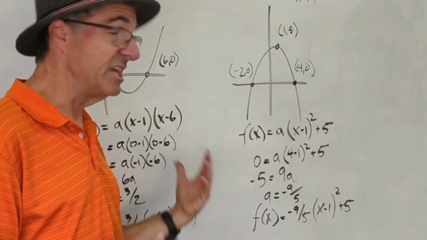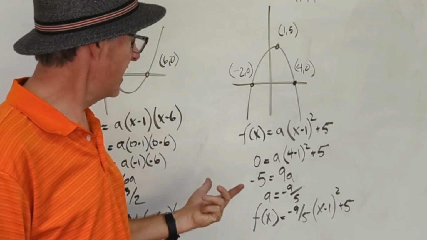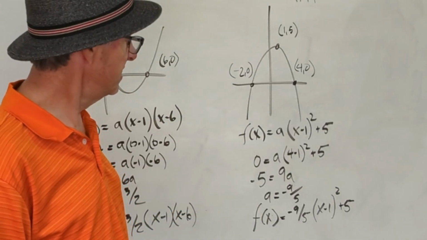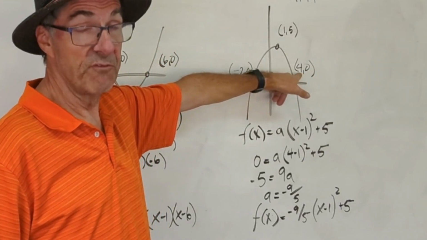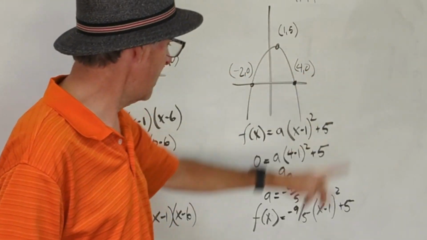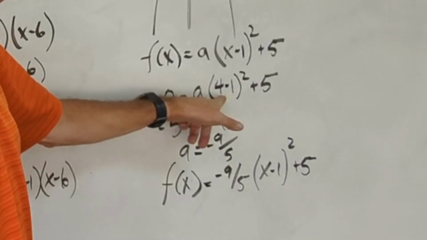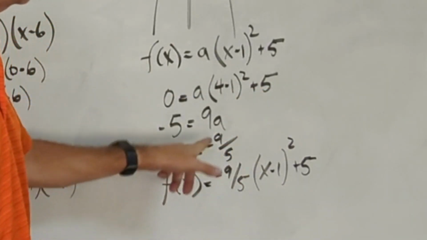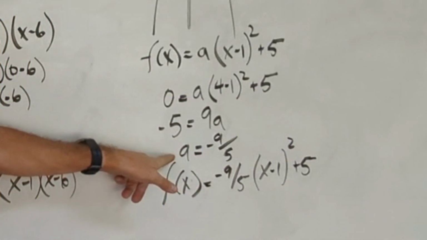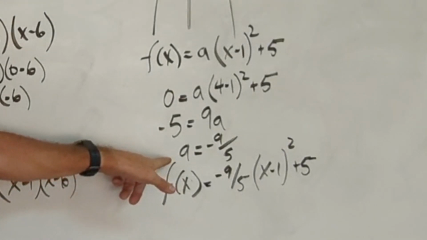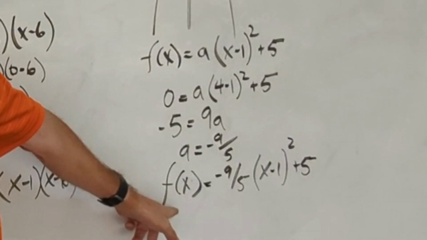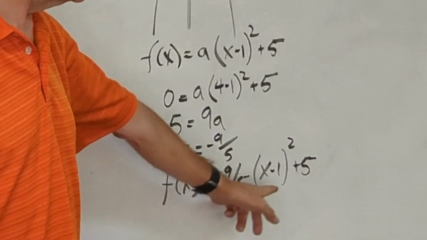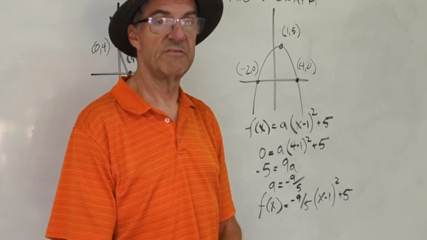Now I can use either of the 2 intercepts, and I can plug in to find my A. So I picked the 4, 0. So that tells me that when I put in 4 for x, I should get out 0 for y. So there's the 0, and there's the 4. I crunched my numbers. I get this. I divide through, and I get my A is minus 9 over 5. So my function in vertex form is negative 9/5 times (x minus 1) squared plus 5.